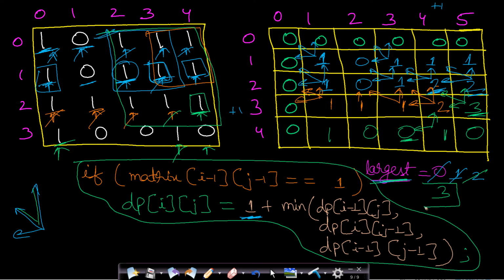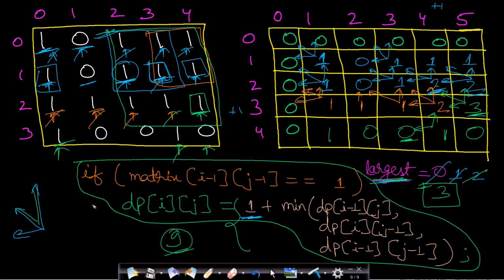So whatever is stored in the largest variable is the length of the square matrix. Okay. And you are required to return the area of the matrix. So you will return largest multiplied by largest. So the answer will come out to be 9. And I hope you are able to understand this formulation. This is based on our previous observations.